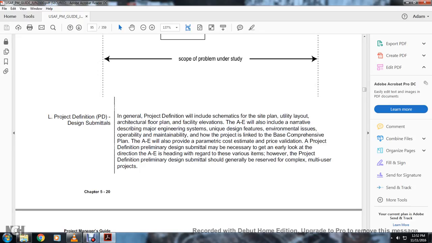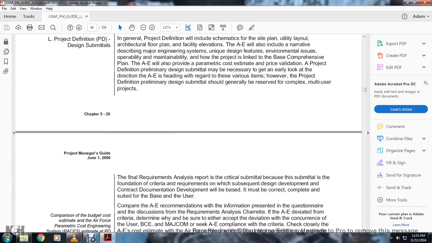The project definition and design submittals in general. The project definition will include the schematic site plan, utility layout, architectural floor plan, and facility elevation. The architect-engineer includes a narrative description of the major engineering systems, unique design features, and environmental issues, including operability and maintainability. The project is linked to the base comprehensive plan. The architect-engineer provides parametric cost and prepares a validation of the project definition. A preliminary design submittal is necessary to get an early look at the definition the architect-engineer is heading toward. However, the preliminary design submittal should generally be preserved for complex, multiple-user projects.